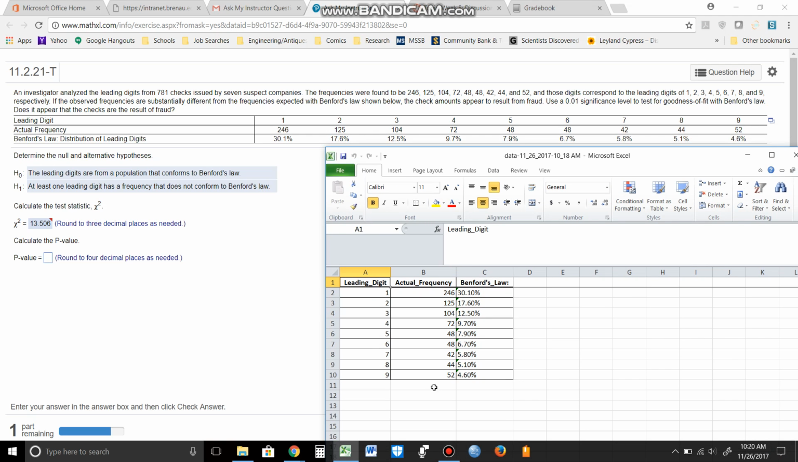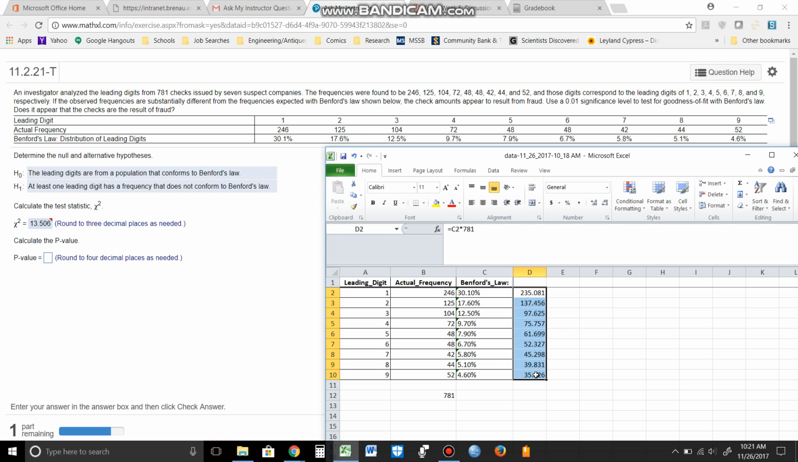So in order, I have the observed results here, and I have to calculate the expected results based on Benford's law. In order to do that, I need to add up all of these values. So there's the result right there. And I need to multiply these percentages by 781. So this first answer is going to be this number times 781. And then I can just copy this down the page. And these are the expected results for each one.